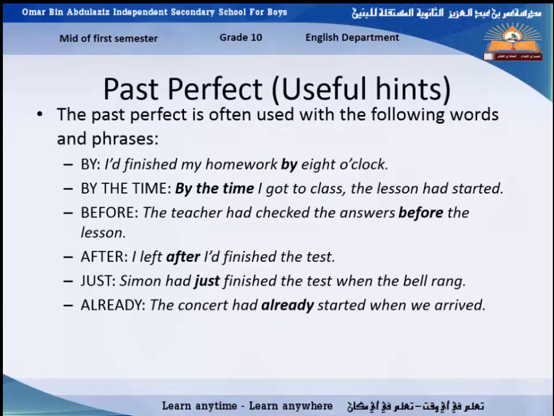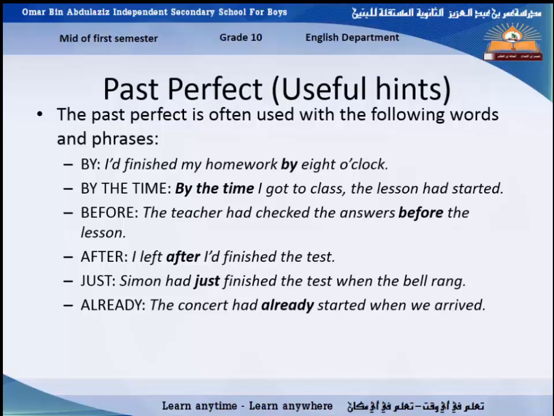Useful words for the past perfect. The past perfect is often used with the following words and phrases. By. I had finished my homework by 8 o'clock. By the time. By the time I got to class, the lesson had started.